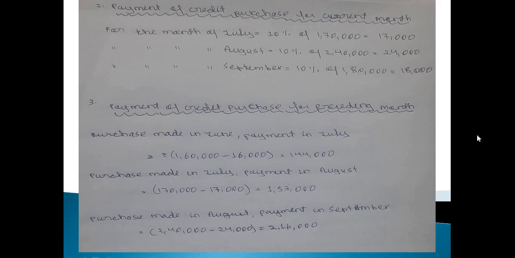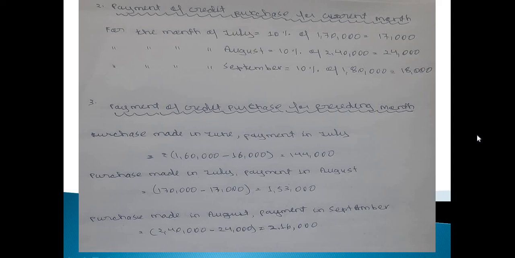So the first one, purchase made in June, payment in July. The purchase in the month of June is 1,60,000, out of which 10% has been paid in the month of June itself. So that's why minus 16,000, that is 10% of 1,60,000. And the remaining amount of 1,44,000 will be paid in the month of July. Then purchase made in July, payment in August. We know that the purchase in July is 1,70,000. Out of it, 17,000 is paid in the month of July itself. So the remaining amount, 1,53,000, will be paid in the month of August.